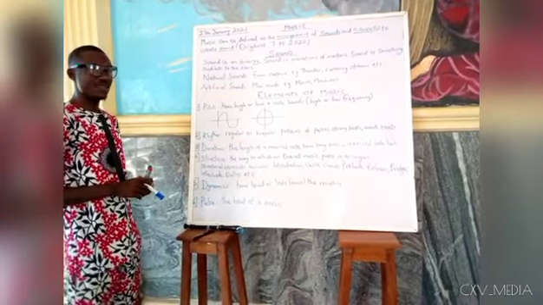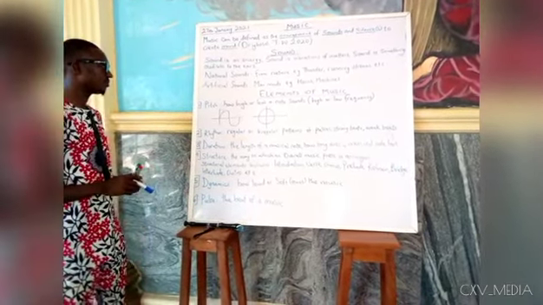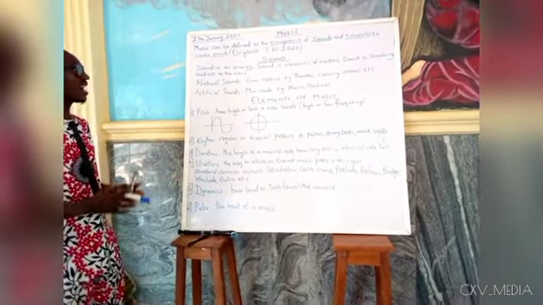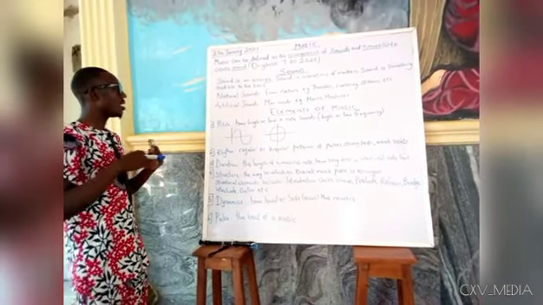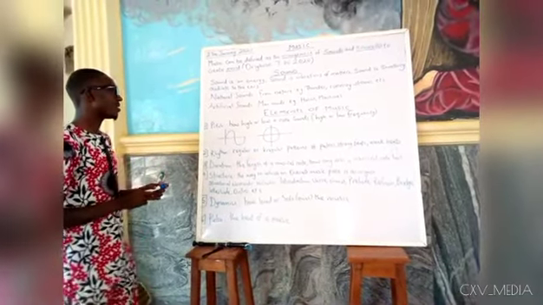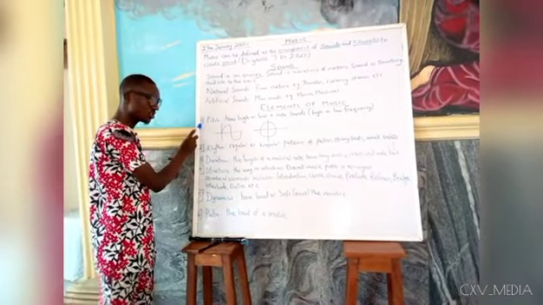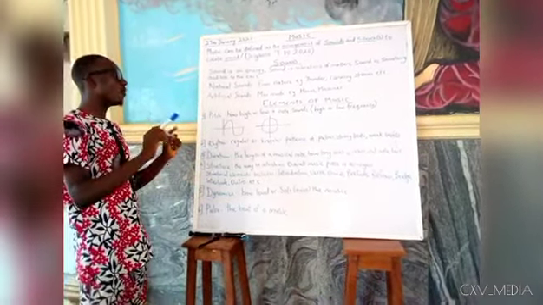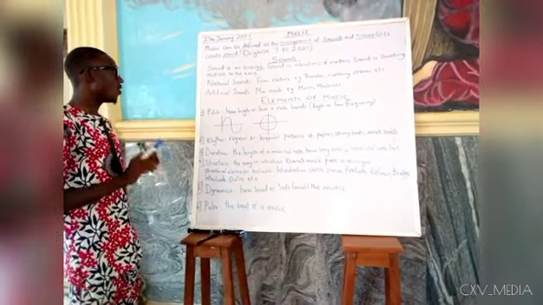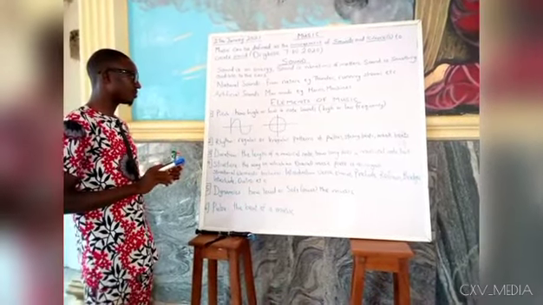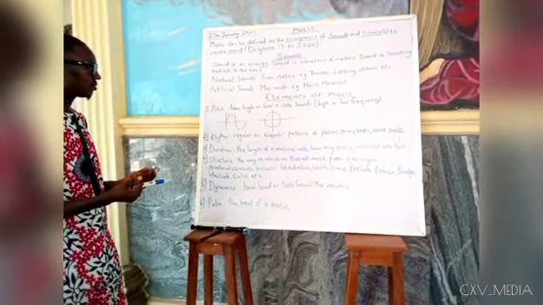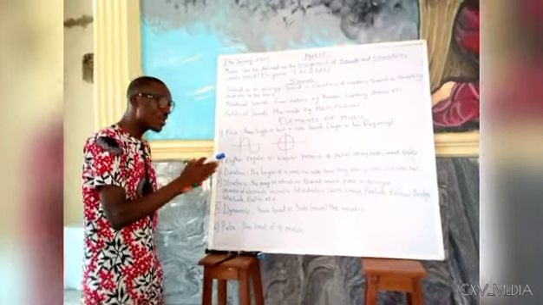Next, elements of music. From the definition of music, understanding it as the arrangement of sounds and silence to create mood, what are the elements? How do we know that this is music? One, the first element is pitch. Pitch is how high or low a musical note sounds. It could be high, it could be low.